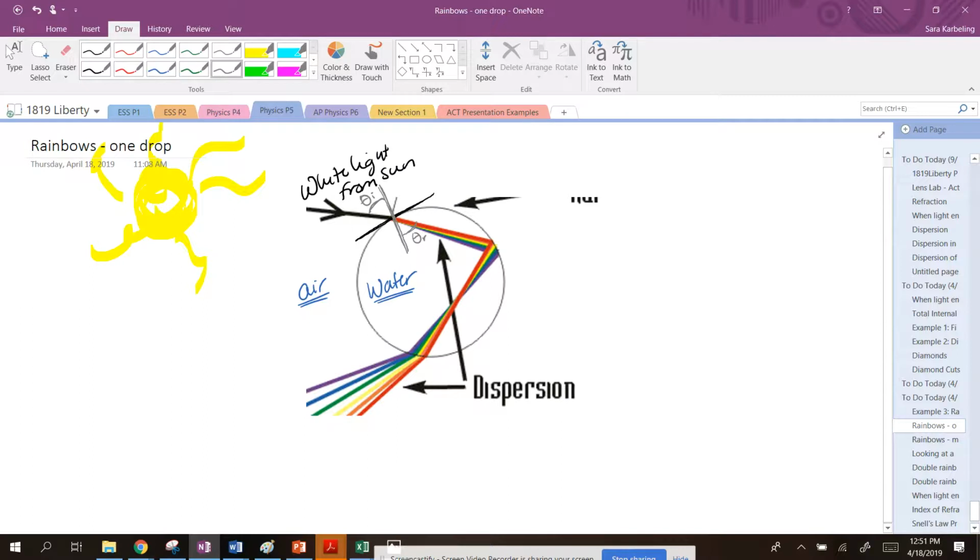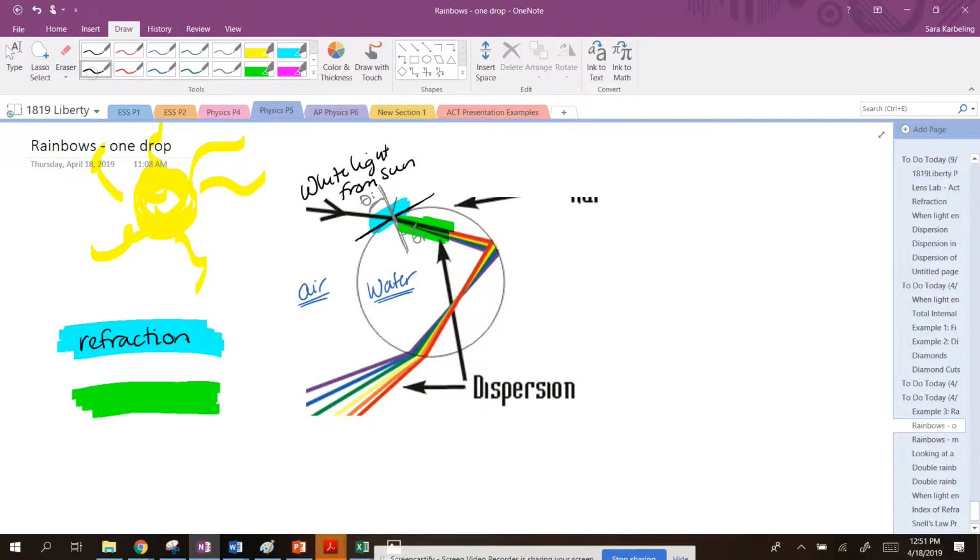Dispersion. So we're just going to take this one little piece at a time here. This part right here, that is the phenomenon of refraction. This right here, that is the phenomenon of dispersion.